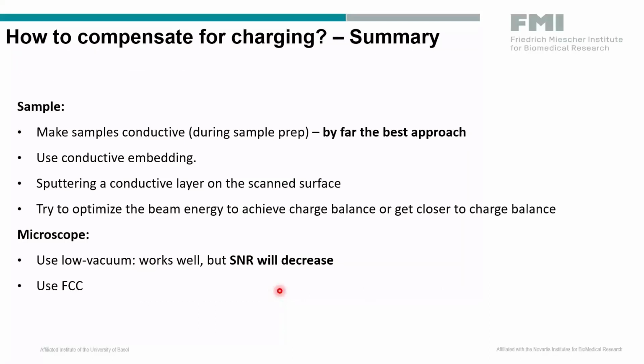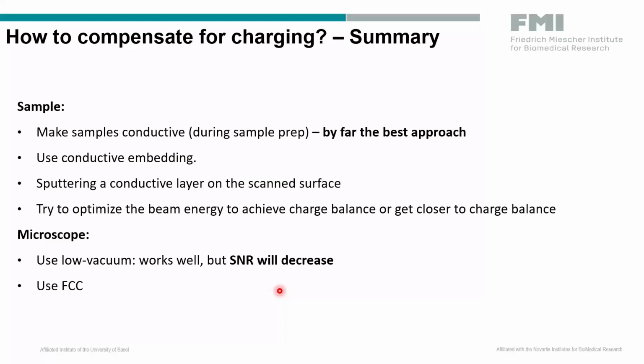So that's a summary for how you can compensate the charging. You can compensate on the sample level by making the sample more conductive during sample prep. So you have to develop new sample prep, and this is by far the best approach. And this is what we did also by developing the FBROPA. You have the possibility to use conductive embedding. Also, there is a way that we are not using in our platform, which is to sputter a conductive layer on the scan surface.